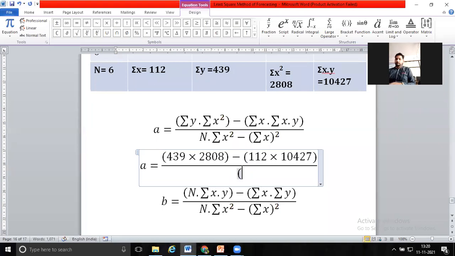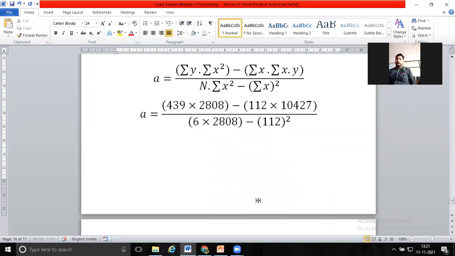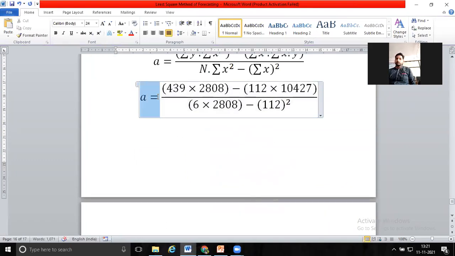n is 6 multiply by summation of x square is 2808, bracket complete, minus summation of x is 112, bracket complete, and its bracket square, right? And you should determine now this A. Do calculation and kindly let me know the A value. Okay, so who will tell the A value?